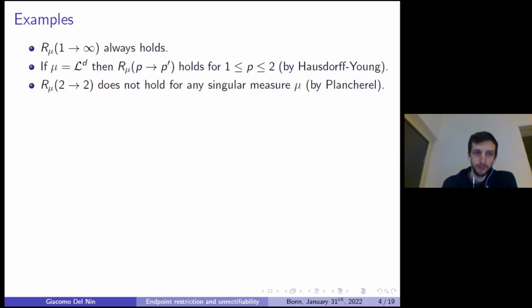And regarding some negative results, we have that the restriction from L^2 to L^2 does not hold for any singular measure, essentially by Plancherel, because we know that the Fourier transform is an isomorphism between L^2 and L^2 of Lebesgue. So basically, we cannot see any finer measure, so any singular measure.